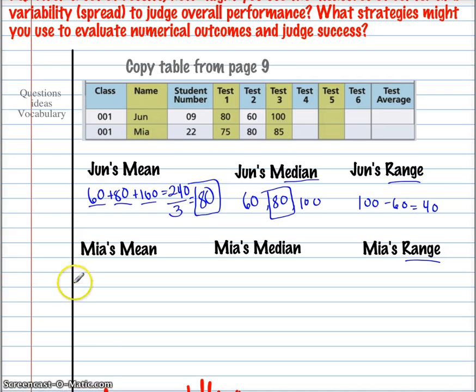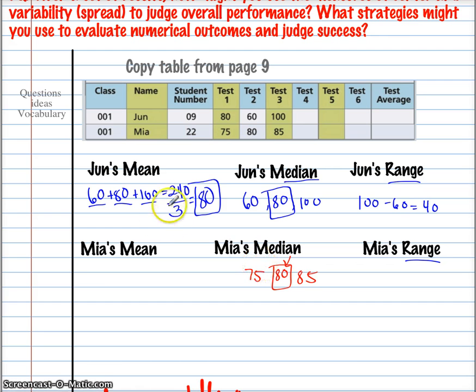Okay, we'll do the same thing for Mia. And again, I'm going to do this in the same order. The median, I'm going to put these tests in order. The lowest score is 75, the middle score is 80, and the high score is 85. They have the same median. The middle score is 80.